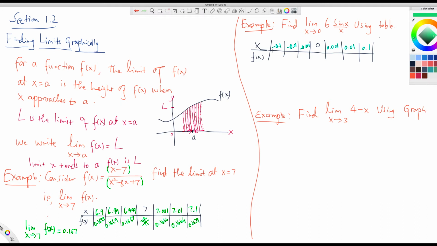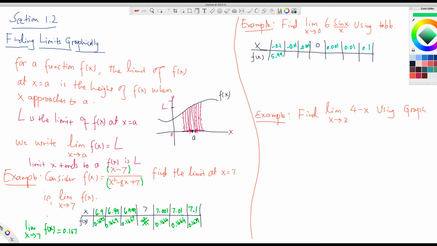If I plug in negative 0.1 for 6 times sine x over x, I plug in 6 sine of negative 0.1 over negative 0.1, and I will get 5.99.